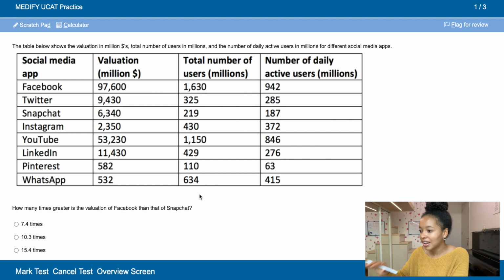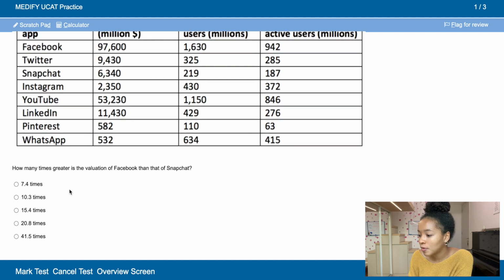So let's do that. Let's read the prompt together. The table below shows the valuation in $1 million, the total number of users in millions, and the number of daily active users in millions for different social media apps. So here we can see all of the different social media apps that we all know about. Then they have the valuation, the total number of users, and the number of daily active users. And then it's just numbers inside, so I'm not going to be very wary of that. The only thing to remember is that it is in millions. Then let's read the question together.